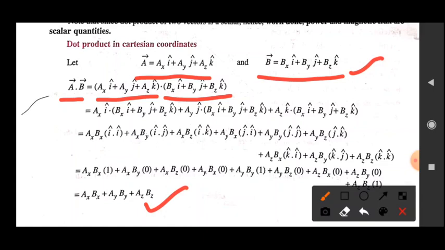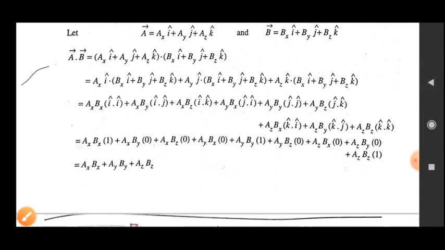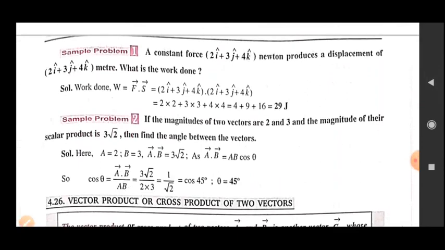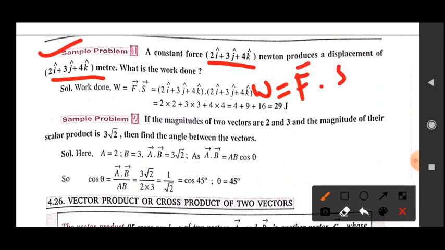So you can have the final value ax bx plus ay by plus az bz. This is our answer of a dot b. Here one question is given. The first sample problem is: a constant force of this many newtons produces a displacement of this many meters, then what is the work done? Work is given by force into displacement.